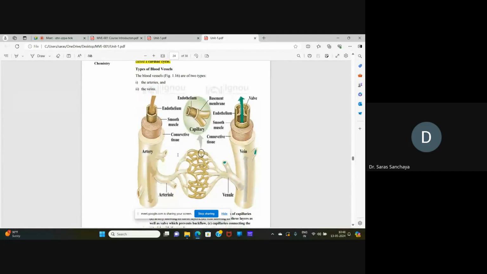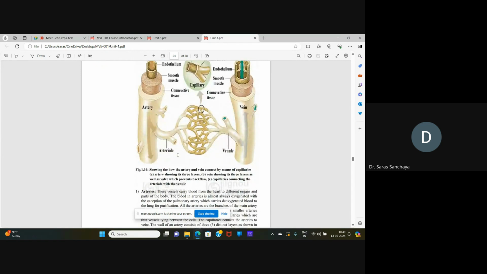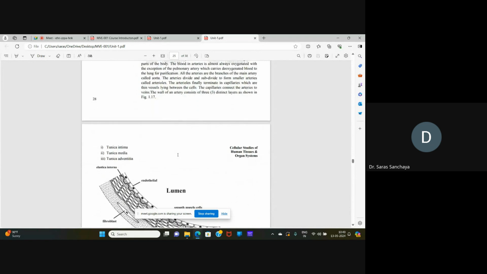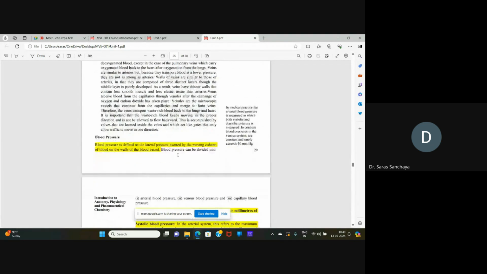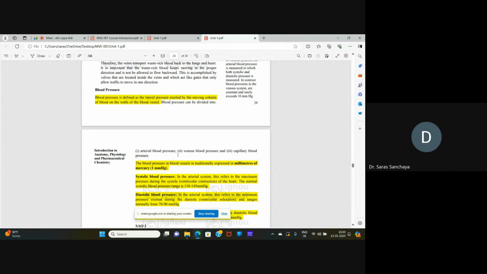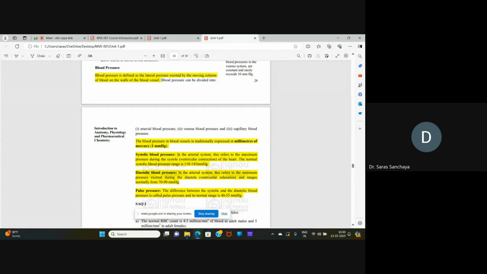And veins: arteries carry oxygenated blood from the heart to different organs, and veins carry deoxygenated blood from different organs back to the heart. Then we come to the function of blood pressure. Blood pressure is defined as the lateral pressure exerted by the moving column of blood on the walls of the blood vessels. It can be arterial blood pressure, capillary blood pressure, or venous blood pressure.